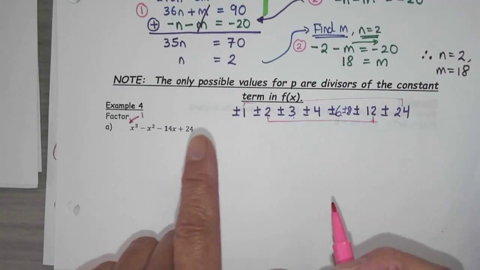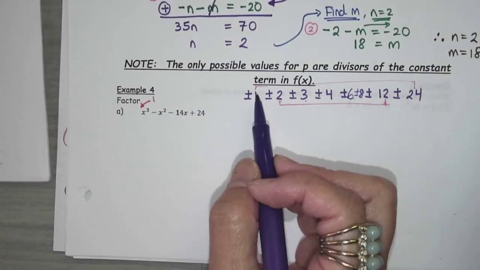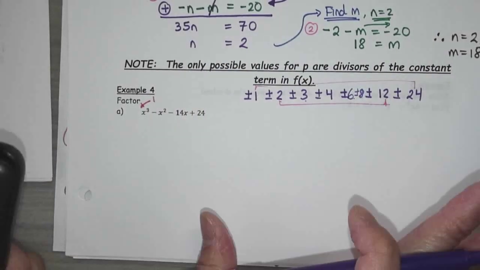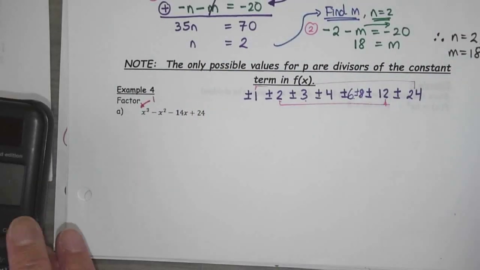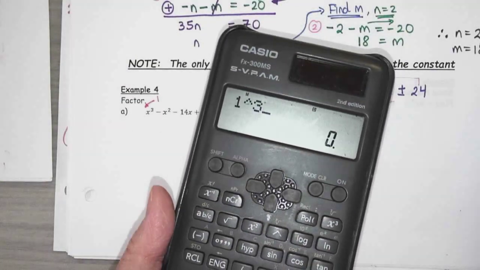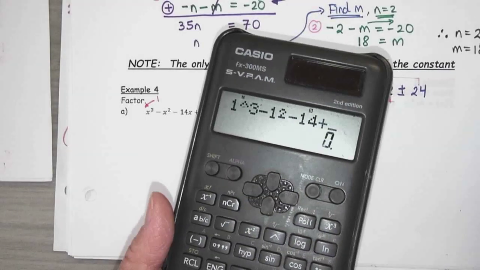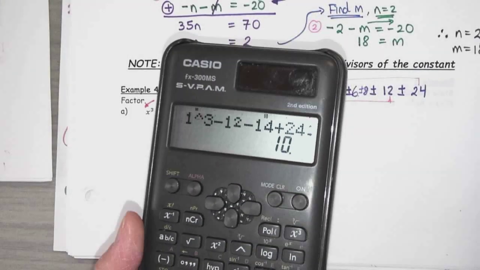So we're looking for when does it equal 0? F at what equals 0? So try them. I don't need to see each try that you do. If you're going to try 1, you can just punch it right in. So 1 to the power of 3 minus 1 squared minus 14 times 1 plus 24. Plug her in, I get 10.